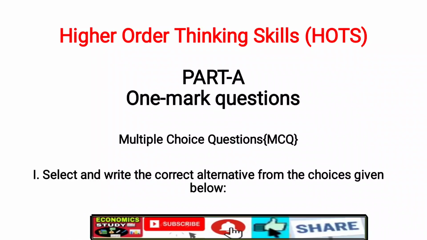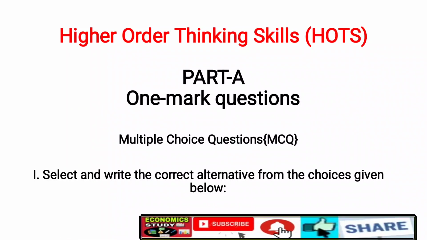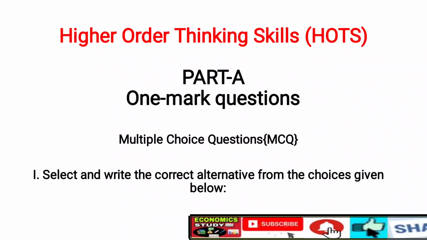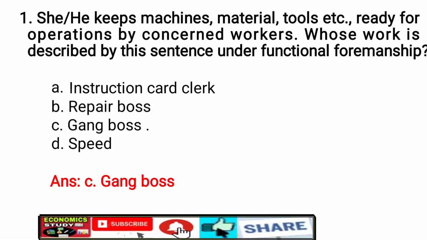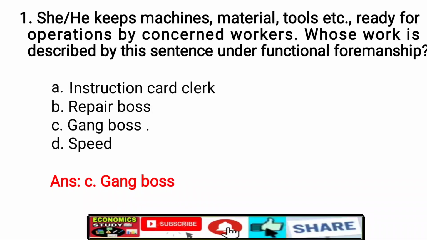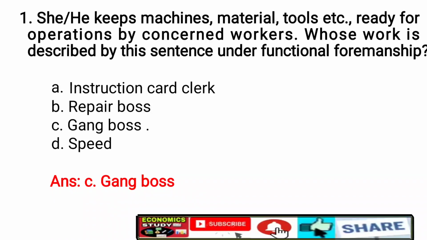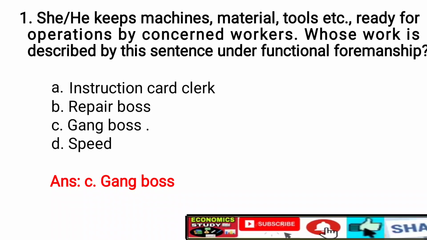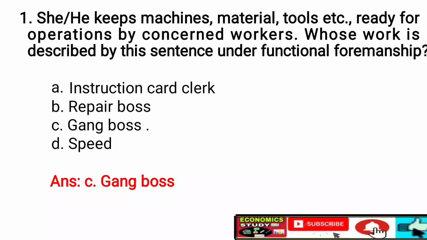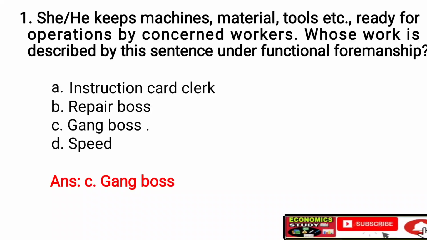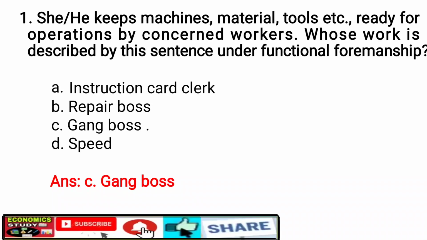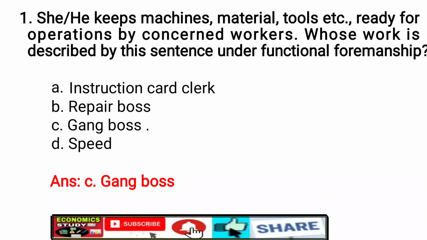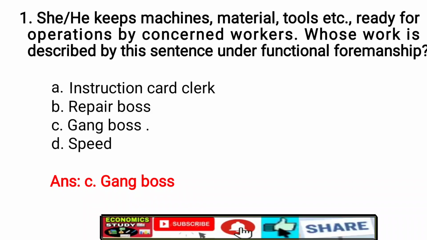Higher Order Thinking Skills, HOTS questions. Part A, 1 mark questions, multiple choice questions. First question: She or he keeps machine, material, tools, etc. ready for operations by concerned workers. Whose work is described by this sentence under functional foremanship? Option A, instruction card clerk. Option B, repair boss. Option C, gang boss. Option D, speed boss. Right answer is option C, gang boss.